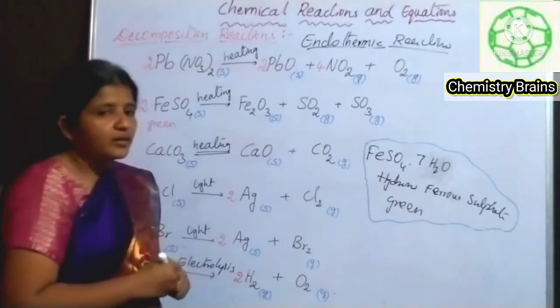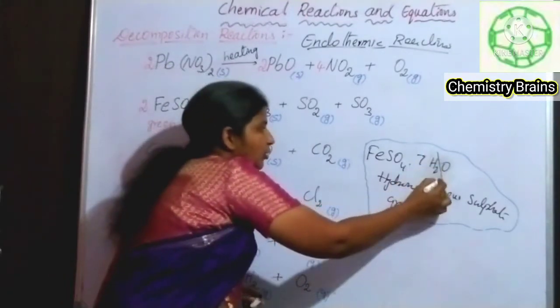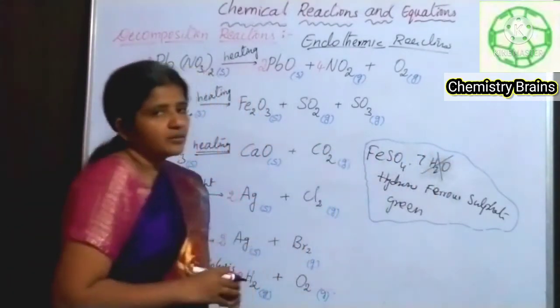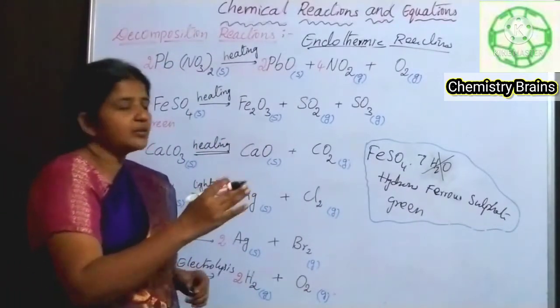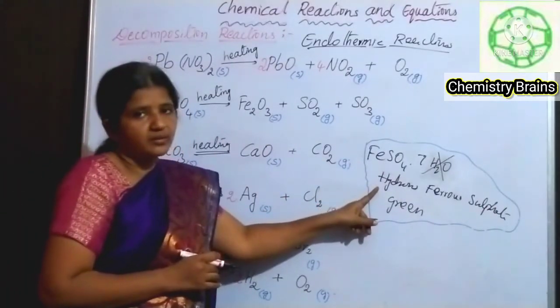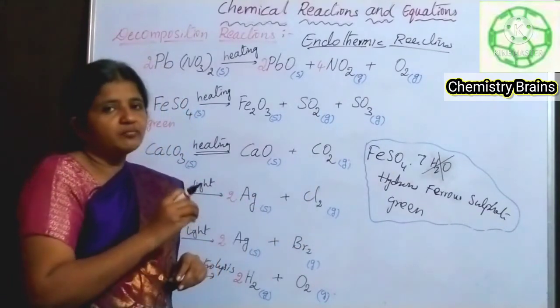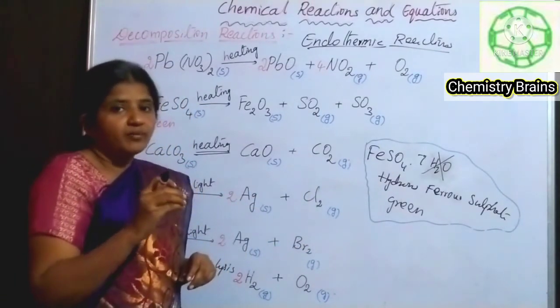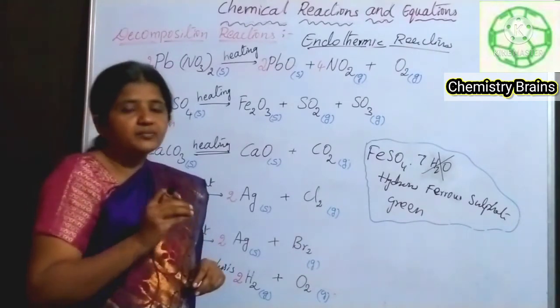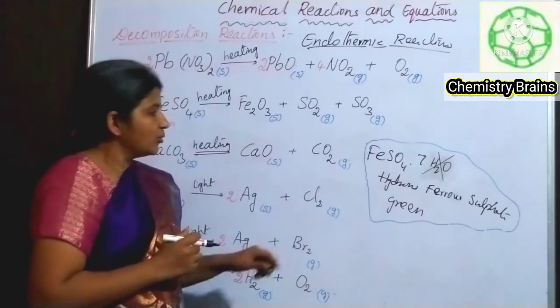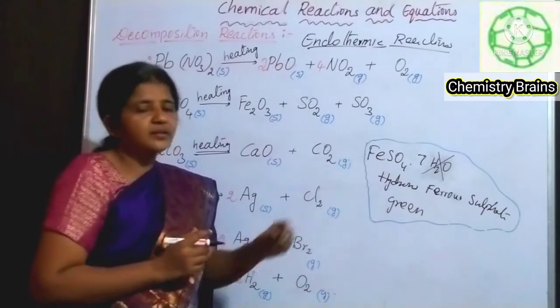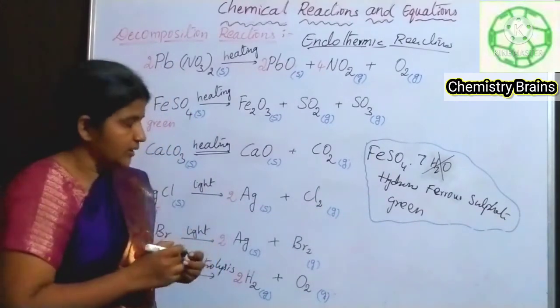Because on heating, the water molecules will be evolved. The water molecules will be separated from the hydrous ferrous sulfate, and it will become anhydrous ferrous sulfate. Only FeSO4 is anhydrous ferrous sulfate. Anhydrous ferrous sulfate is white, but hydrous ferrous sulfate is green. Try to understand this better.